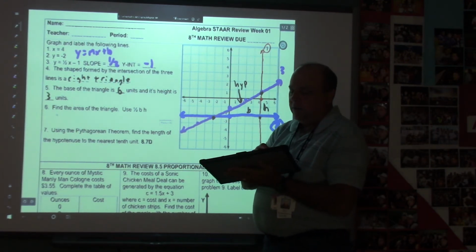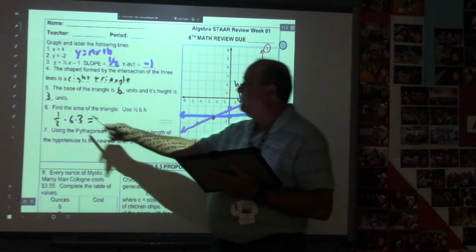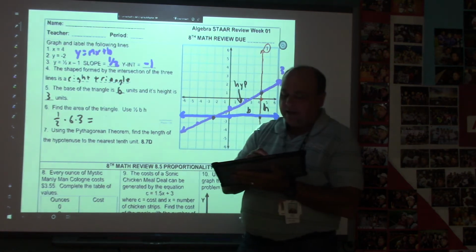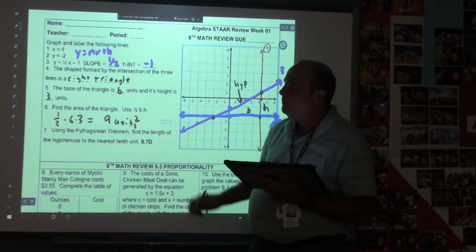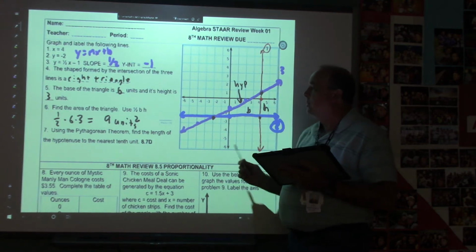Okay, so the area is going to be 1/2 times 6 times 3. 1/2 of 6 is 3, and 3 times 3 is 9. You can do 6 times 3 is 18, divide by 2, get 9. So it's 9 units squared. So the area of that triangle would be 9 units squared.